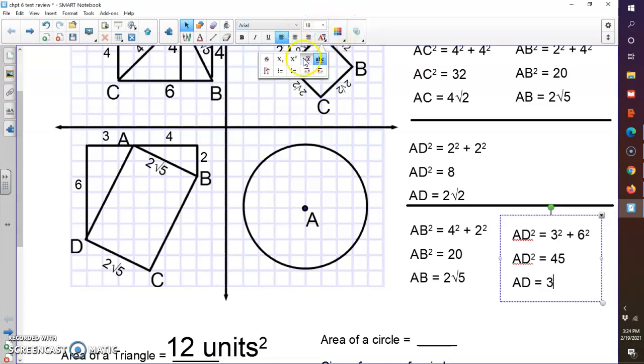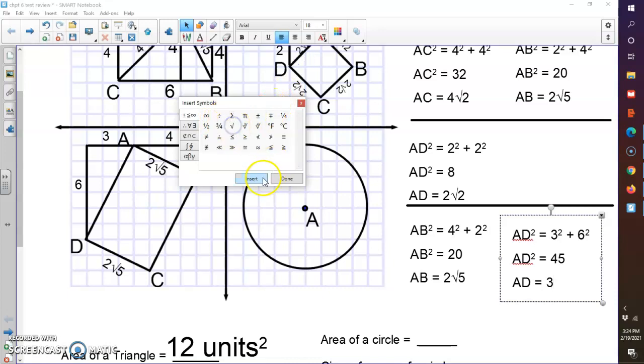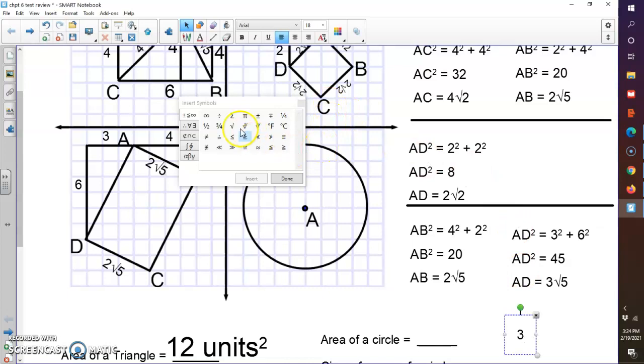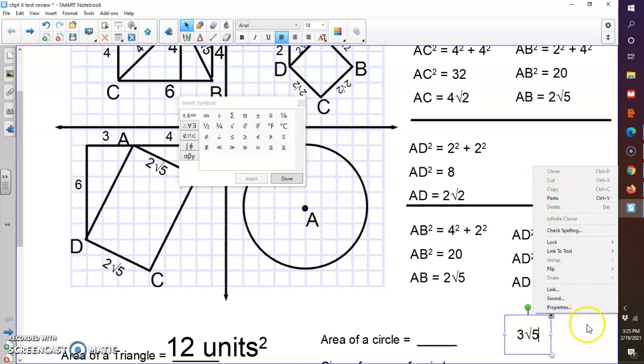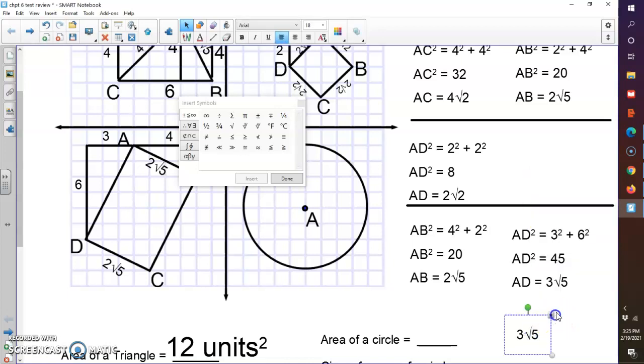3 root 5. And if I do my 3 root 5 over here and clone it, I can put those numbers in as well. Let's do that. Get a little clone action in here. All right. And this is 3 root 5. And this right here is 3 root 5.